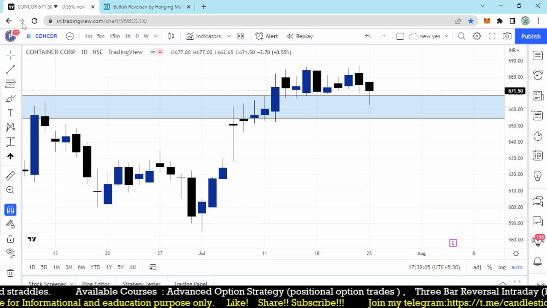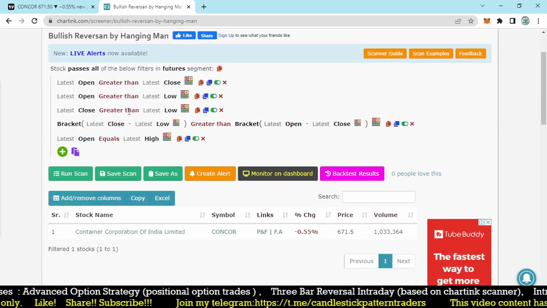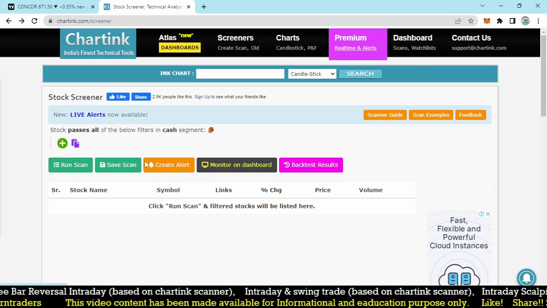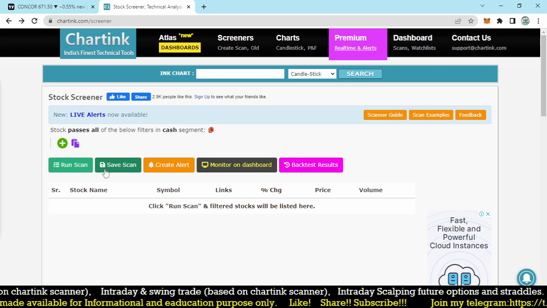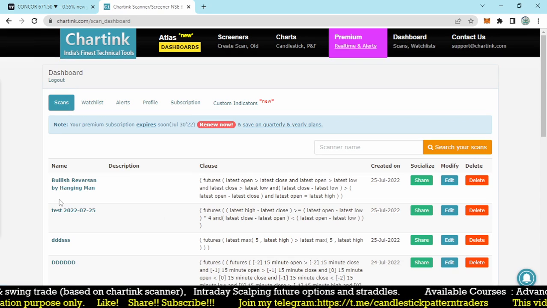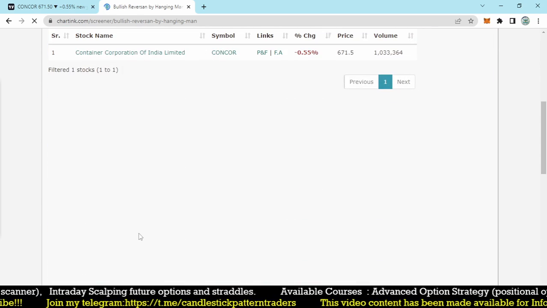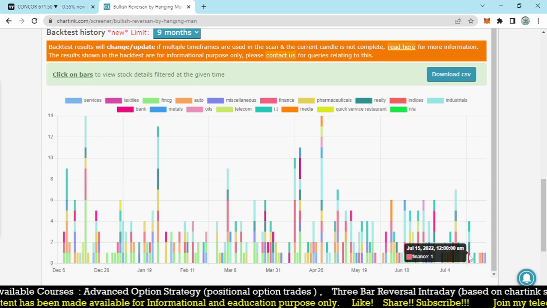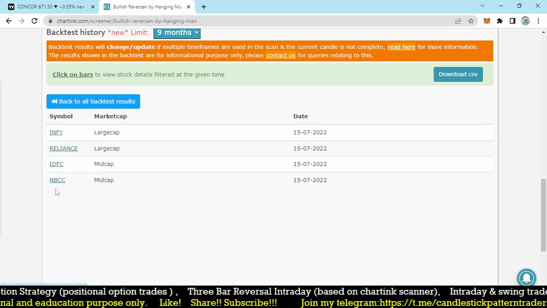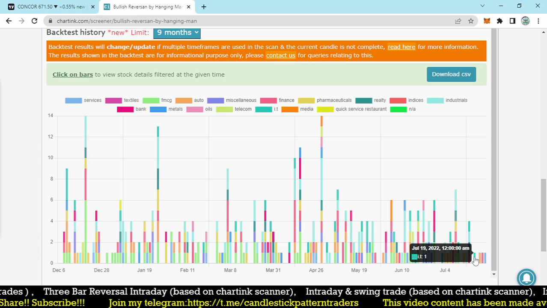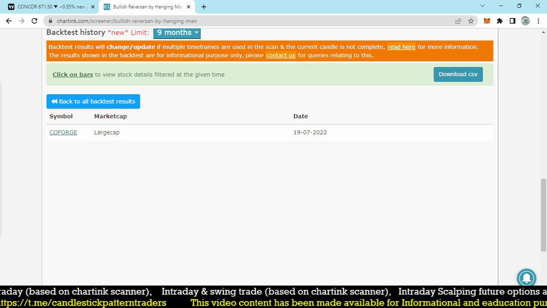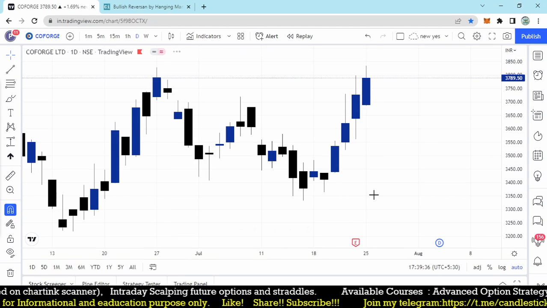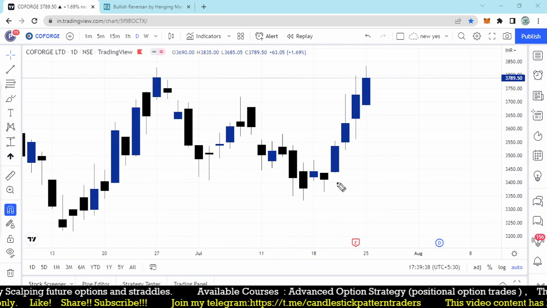And let's see what stocks we have seen from the scanner. I am going to show you. Okay, dashboard. You got it. How many stocks, a lot of stocks. Here Reliance, IDFC, NBCC, and recently we saw GoForge on 19.7. But here I'm not using any other filter. GoForge 19.7, let's look at this big reversal.